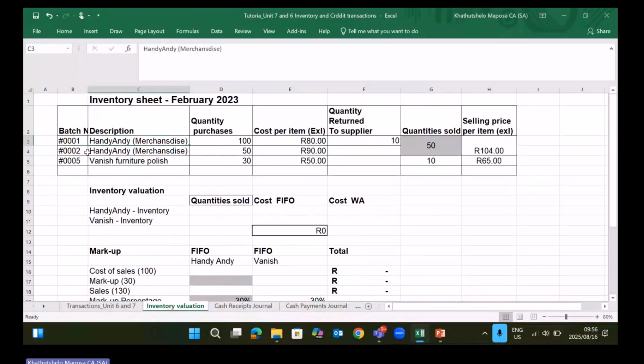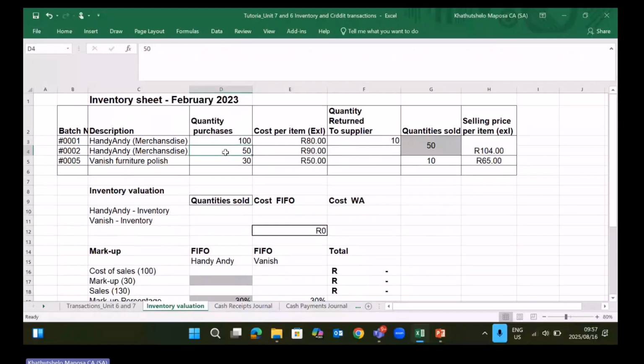Remember, we have created our dummy company, which is a cleaning company, which keeps the inventory of cleaning material, and it also sells the cleaning material. So Handy Andy is a cleaning material, Vanish is one of the cleaning materials as well. These are just the dummy products. On batch number one, we have bought 100 Handy Andies. On batch number two, we have bought 50 Handy Andies. On batch number three, we have bought 30 Vanishes.